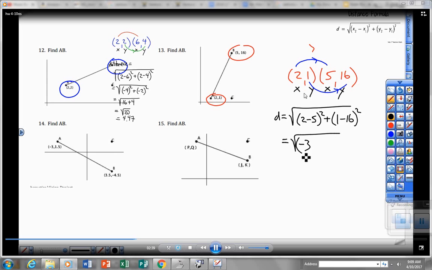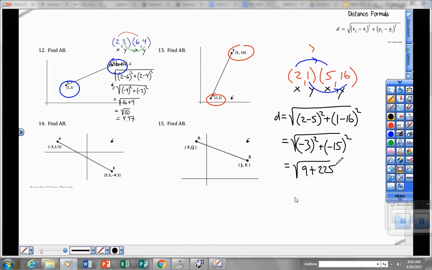So 2 minus 5, knowing my negative rules, gives me negative 3 squared. 1 minus 16 is negative 15 squared. Negative 3 times negative 3 is positive 9. Negative 15 times negative 15 is positive 225. When I add those together, I get the square root of 234.